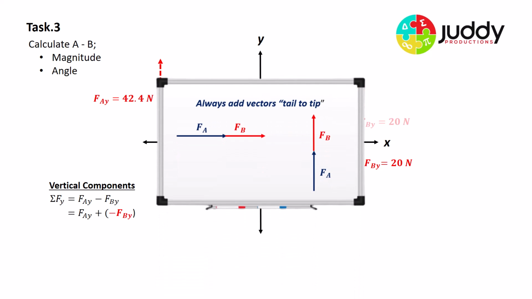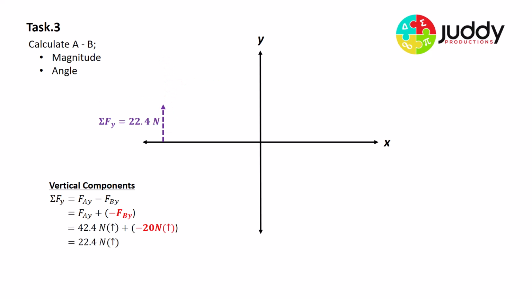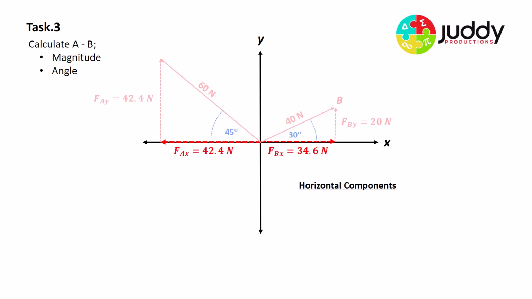And again, we still follow the convention of tail to tip. So I take that, and at the tip of force A in the vertical, I add the tail of minus force B in the vertical. So that is my tip to tail. So we add those two together, and we end up with an overall vector in the vertical of 22.4 newtons upwards. Let's do the horizontal.